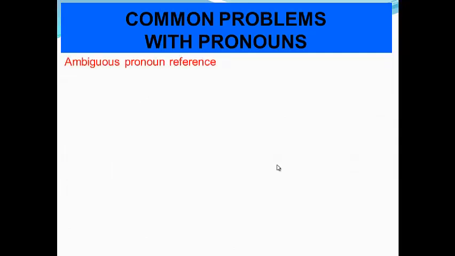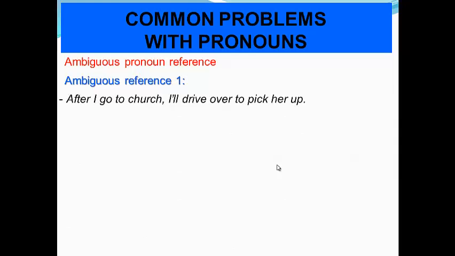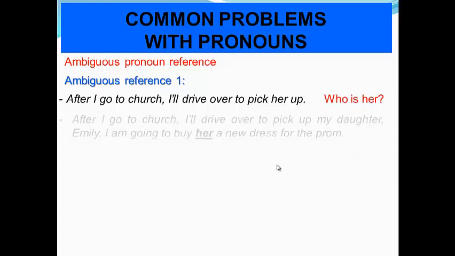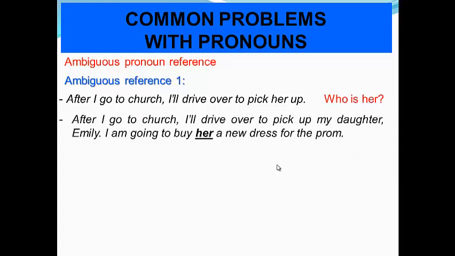An ambiguous pronoun reference is one in which the antecedent is not clear. Take a look at the following sentence. Who is her? Without a previous reference, it is impossible to know who her is. This sentence is ambiguous. So the next example is a clear reference. In this case, we know her refers to Emily.